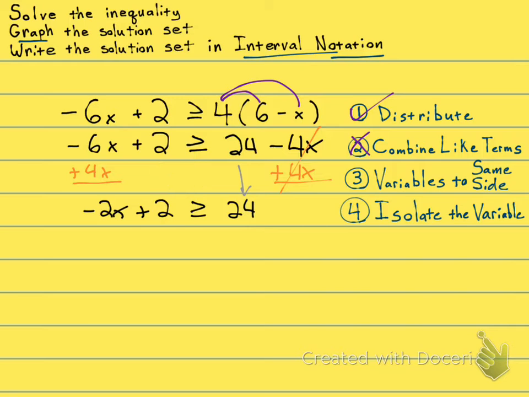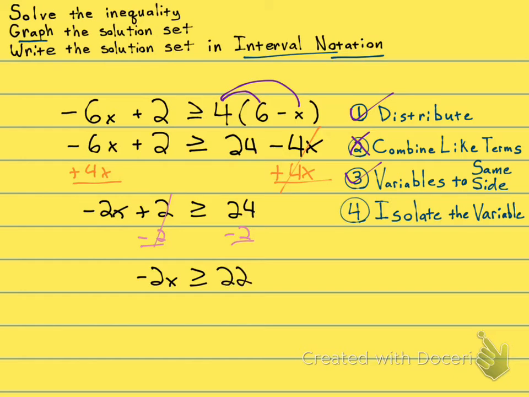All right, now let's see. I have gotten all my variables to the same side. I want to isolate this grumpy old x. She wants to be all by herself. Okay, here she is. So I'm going to get rid of this plus 2 first. To get rid of a plus 2, I'm going to subtract 2 on both sides. I have negative 2x is greater than or equal to 24 minus 2 is 22.